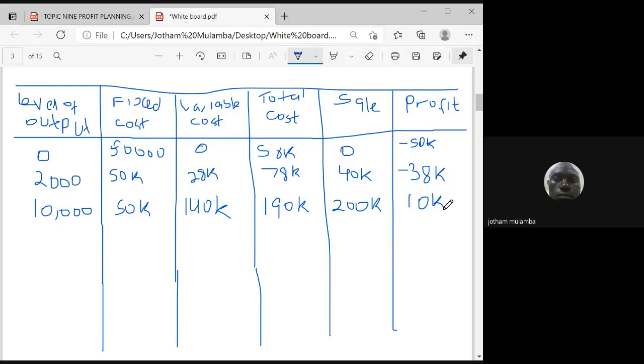Someone has to give us another point of coordinate or another level of output, and it should not be less than 10,000. It should not be more than 20,000. $15,000. Okay, we'll do with that. 15,000. Who is giving us the fixed cost? Our fixed cost is constant, 50,000. You give me the variable cost at 15,000. Thank you, 210,000.